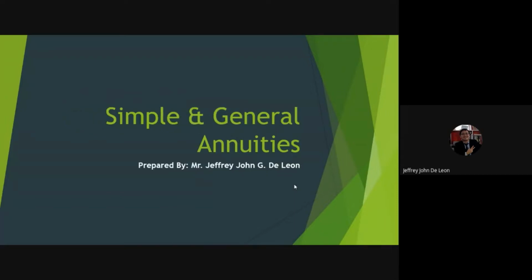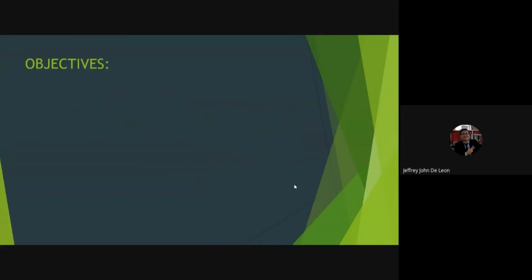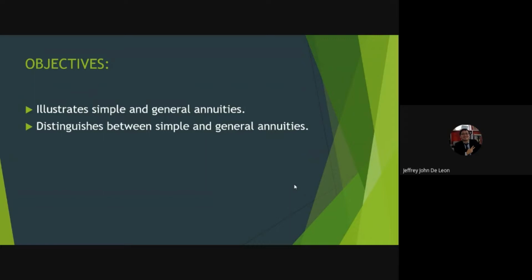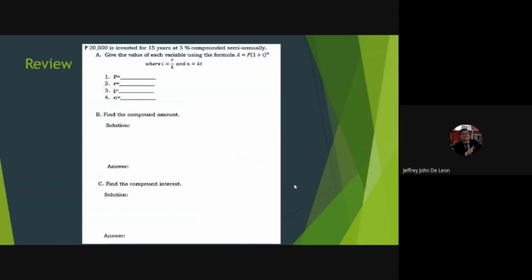Okay, good day, class. Today is October 19, 2021, week 6. Our topic is about the simple and general annuities. So, the objectives are to illustrate simple and general annuities and distinguish between simple and general annuities. To start with, let's review our lesson last week.